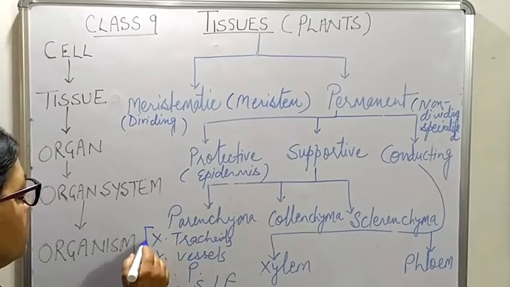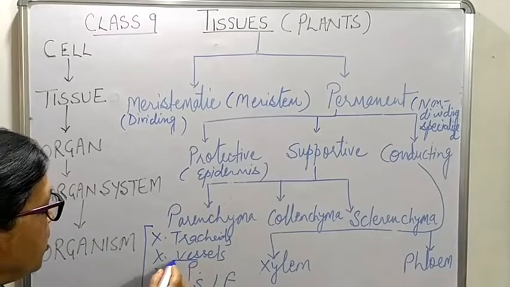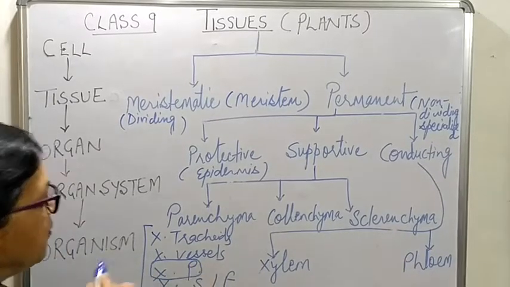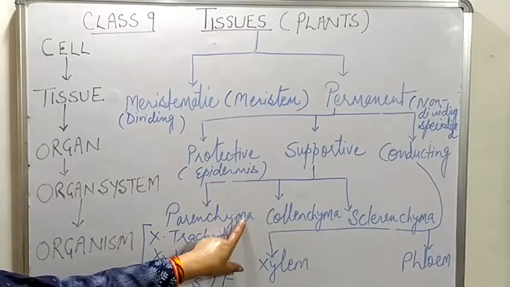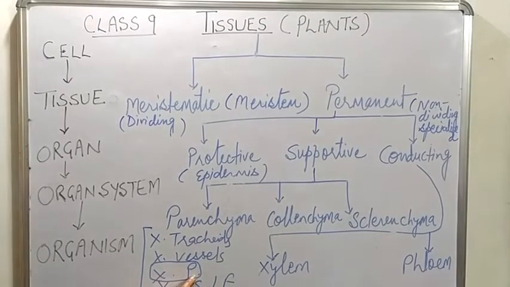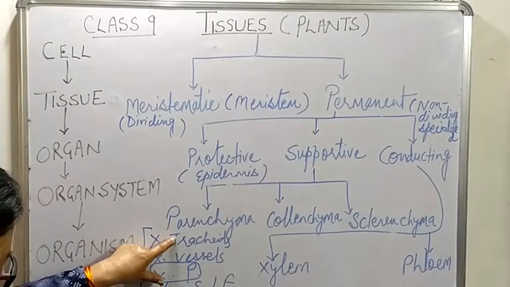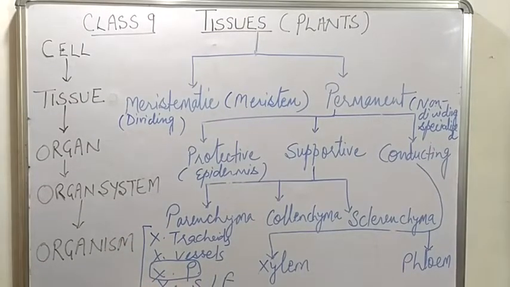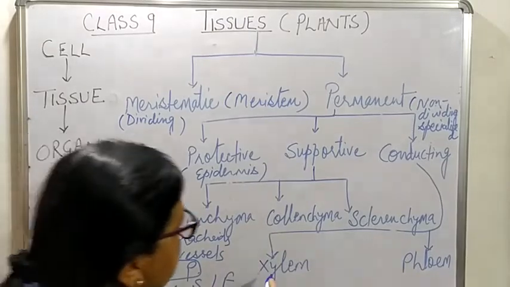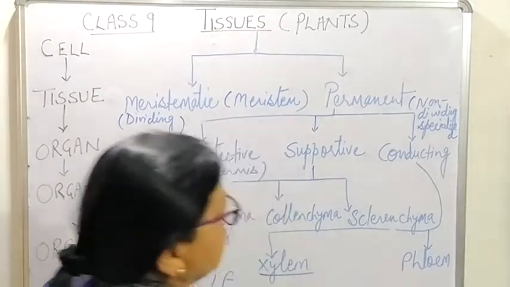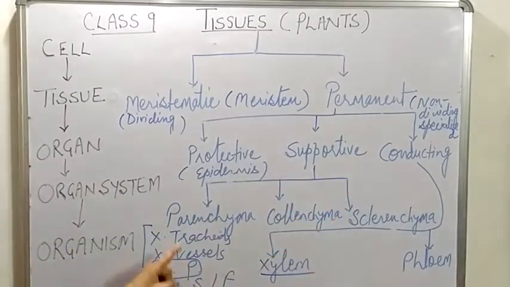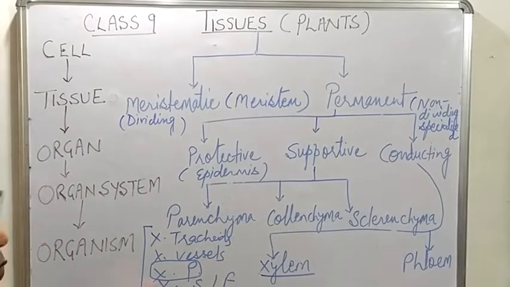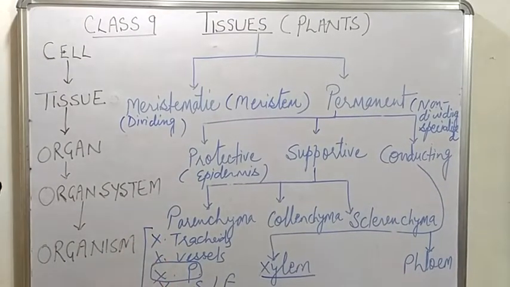Out of these, only xylem parenchyma is living. I just told you that parenchyma are living cells. So only xylem parenchyma is living. Others, tracheids, vessels and sclerenchyma are dead. They are made up of dead cells. So we can say that xylem, which is a conducting tissue in plant, is a dead tissue which is composed of 3 dead cells.